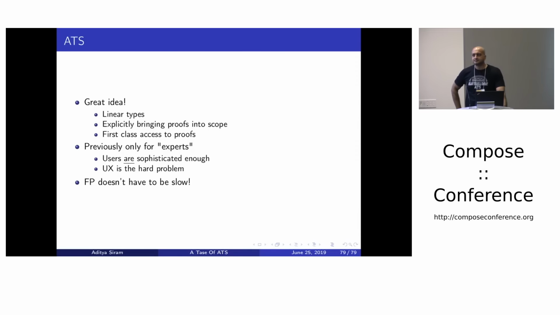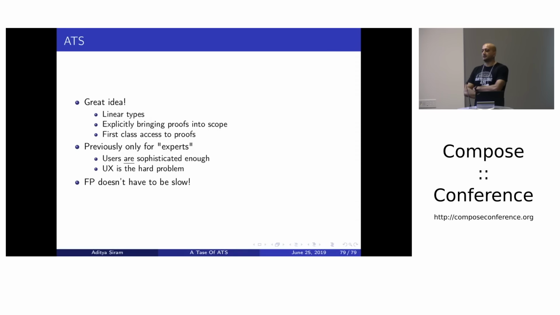Right, any questions? We saw that there are a couple of different kinds of ways that you can call a function with a linear argument. Do you have an idea of how the expressivity of ATS when it comes to linearity and affinity compares to the borrowing system in Rust?